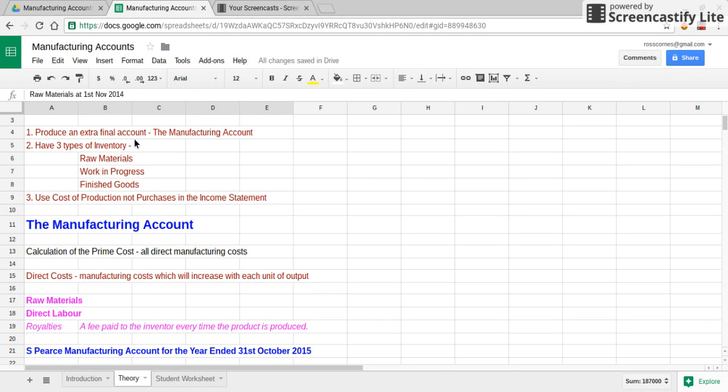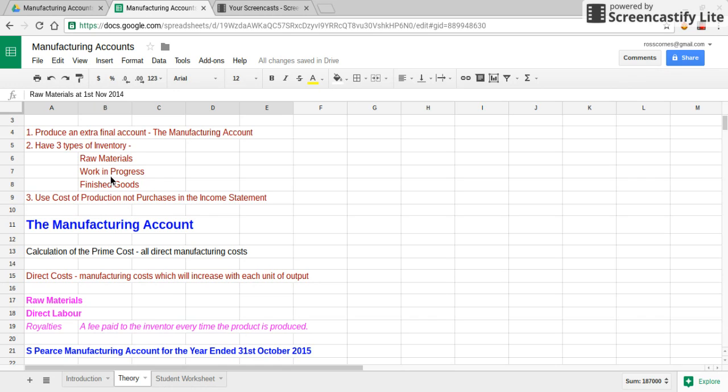Biggest difference between a manufacturing business and other types of business is they will actually have three types of inventory. They'll have the raw materials, they're the things that they're going to turn into finished products. They'll have work in progress at the end of the year, so that's things that are part made.